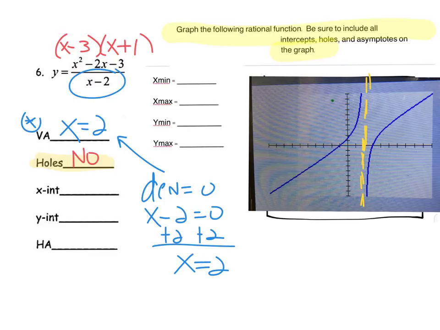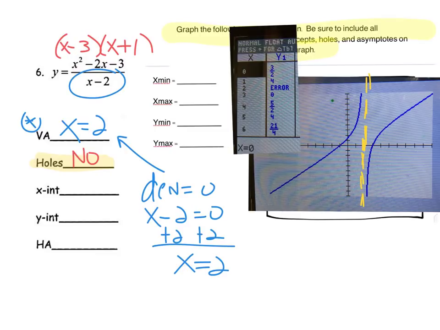Another way to check to see if you have your asymptote correct, if it turns out to be a whole number, is to go to your table of values and see what your calculator gives you at 2. And sure enough, when x is equal to 2, it tells you y is equal to error. So it's nice when your vertical asymptote turns out to be a nice whole number or an integer. The problem is you can't just go to the table because, number one, your asymptotes may not be a perfectly whole number, and number two, your calculator will also give you error messages if there are holes, if there are points of discontinuity in your graph.